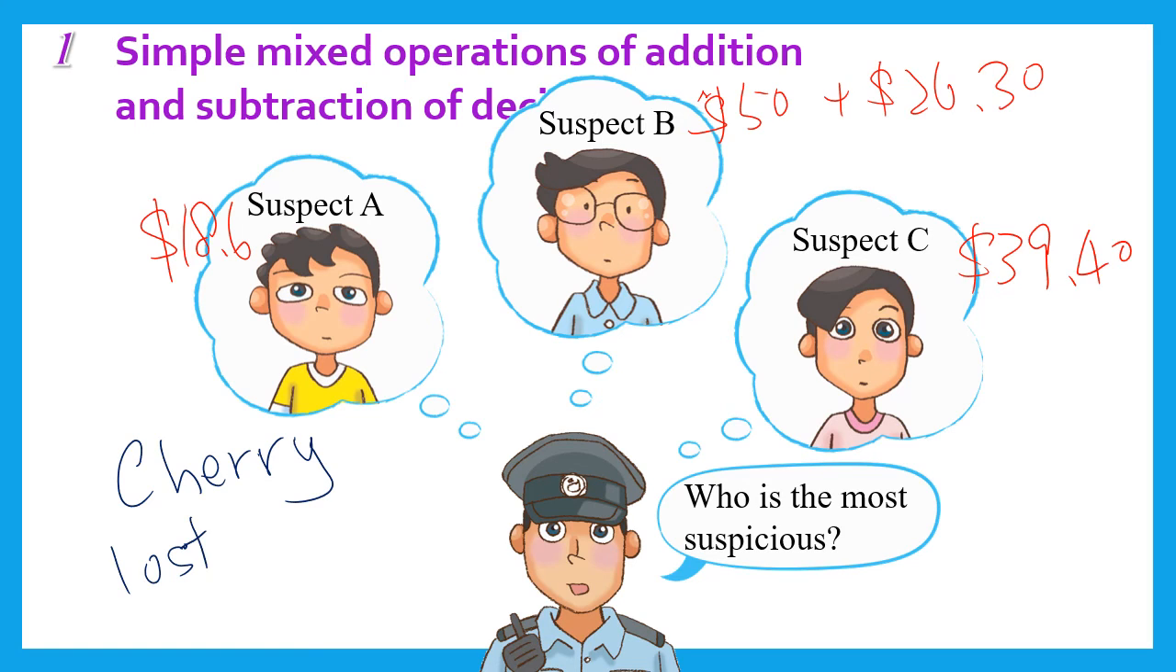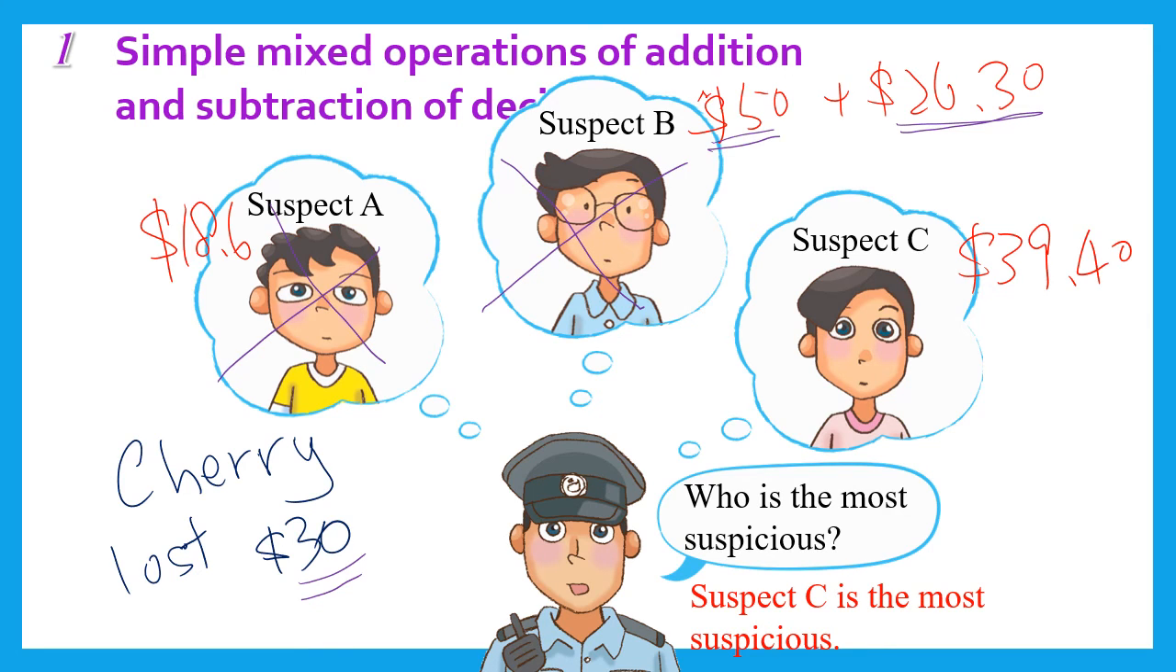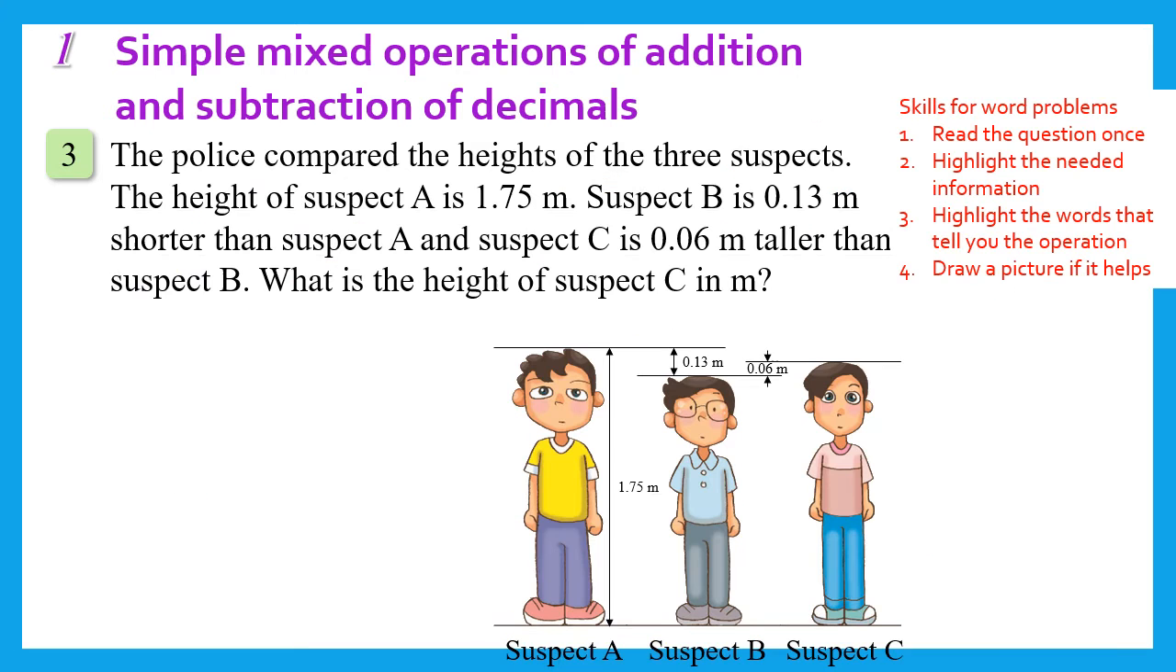Cherry lost $30. So after you read all the information, you see that A has $18.60, so it won't be A. For B, he has a $50 note and the coins are $26.30. It's not enough for $30, so B is not possible. So we know that C is the most suspicious one.